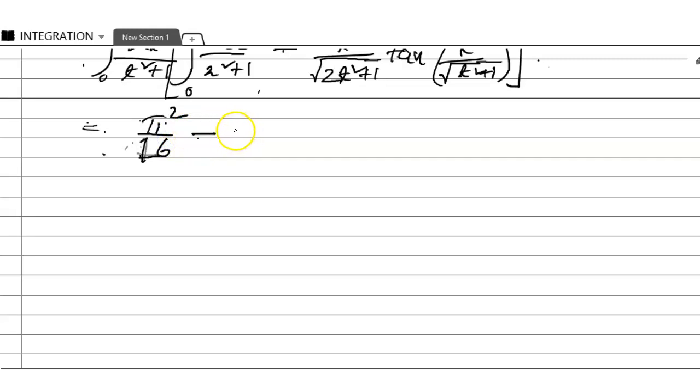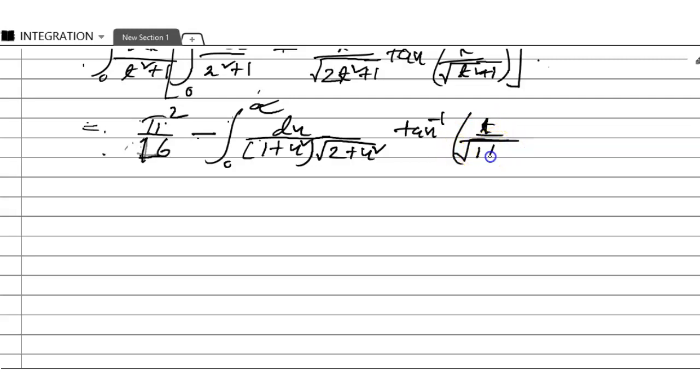16 minus 0 to infinity du divided by 1 plus u square, 2 plus u square, tan inverse 1 by root over 1 plus u square du, where t equals to 1 by u. Very simple.